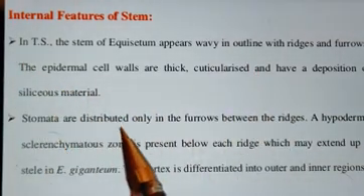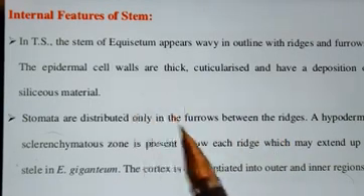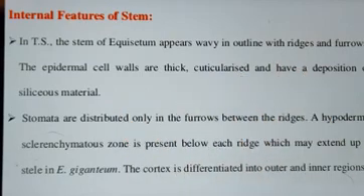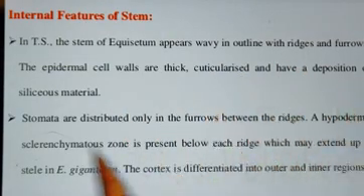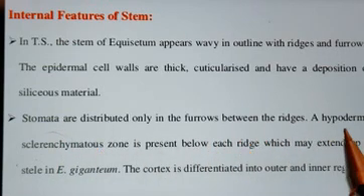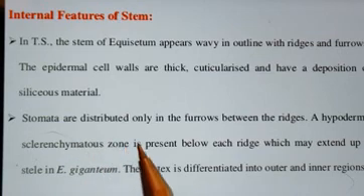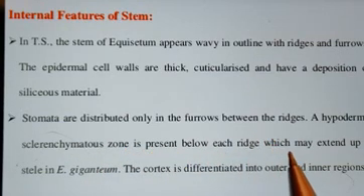Then stomata are distributed only in the furrows between the ridges. Furrows means you can see here the furrows are deep sections, like the stomata also occur inside the furrows between ridges, and hypodermal sclerenchymatous zones are present below the ridges, which may extend up still in Equisetum giganteum.